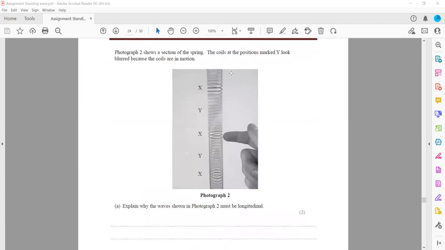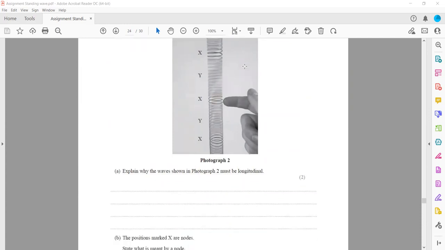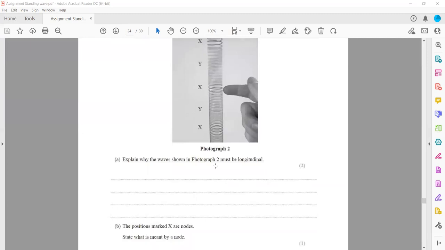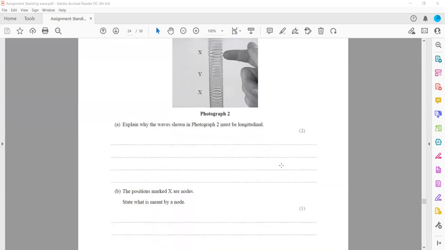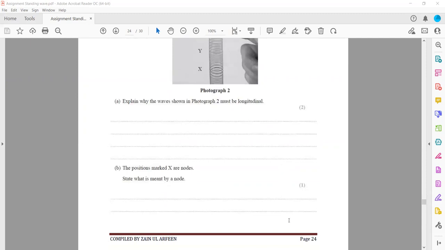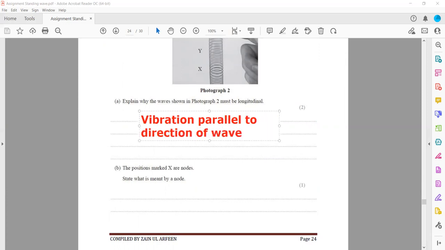Photograph 2 shows a section of a spring. The coils at a position marked Y look blurred because the coils are in motion. Why must the wave in photograph 2 be longitudinal? What is the meaning of a longitudinal wave? Definition of a longitudinal wave: the particles vibrate parallel to the direction of the wave. That's why we call it longitudinal.